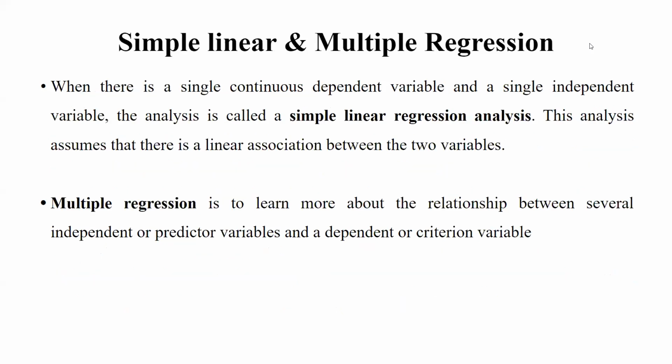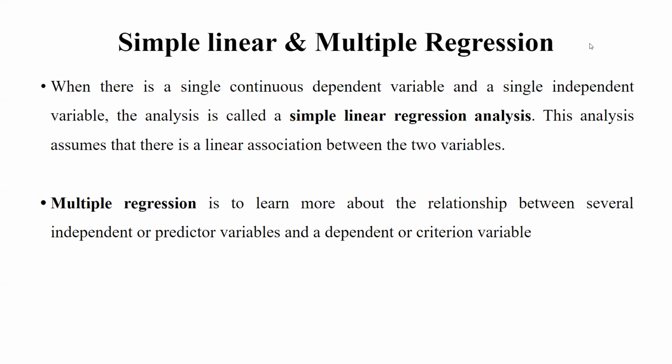We have many types of regression methods. Here we are going to learn about simple linear regression and multiple linear regression. When it comes to simple linear regression, we have two types of variable: one is the dependent variable and the other is the independent variable. One dependent variable and one independent variable will be there. Using the value of the independent variable, we predict the value of the dependent variable.